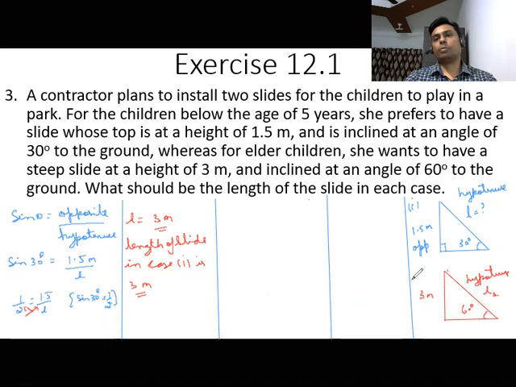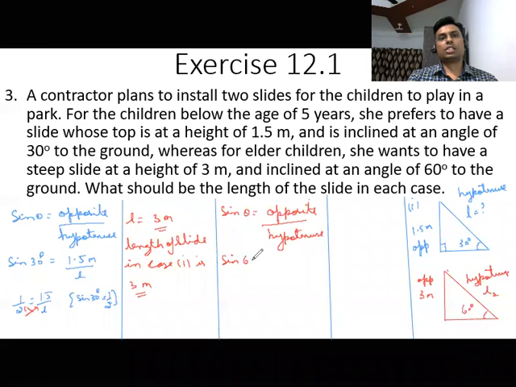Now hypotenuse and opposite, how are they related? Sine. So we can say sine theta is equal to opposite by hypotenuse. Now it is 60 degrees. So sine 60 degrees is equal to 3 meters by L2. Sine 60 degrees is root 3 by 2. So root 3 by 2 is equal to 3 meters by L2. Here you must remember sine of 60 degrees is root 3 by 2.